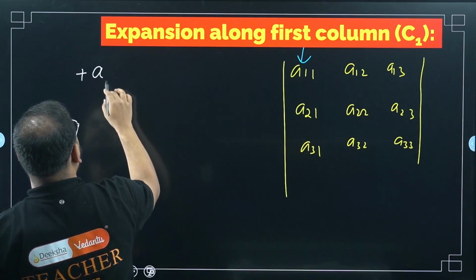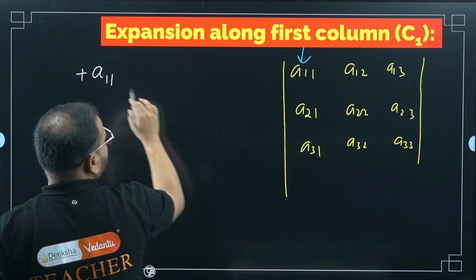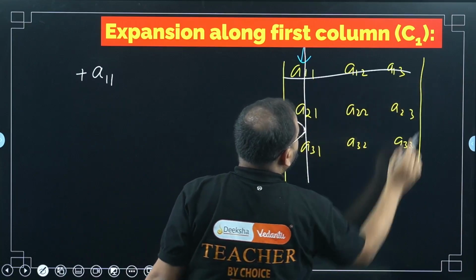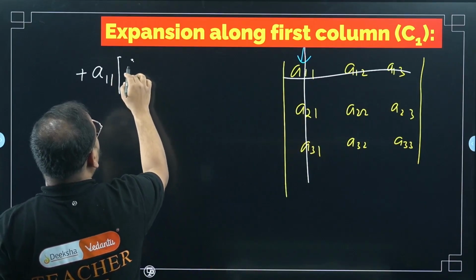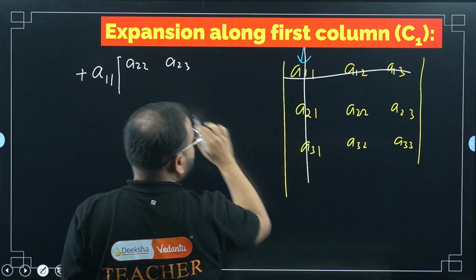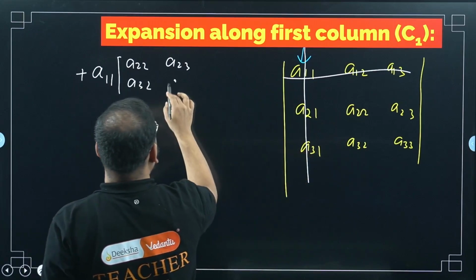It is A11. Okay, I hope you can see that. Next, if I am doing that, what matrix? I'll cancel this one and this one, this one and this one. So what is my left out part? Determinant of A22, A23, then A32, and then A33.